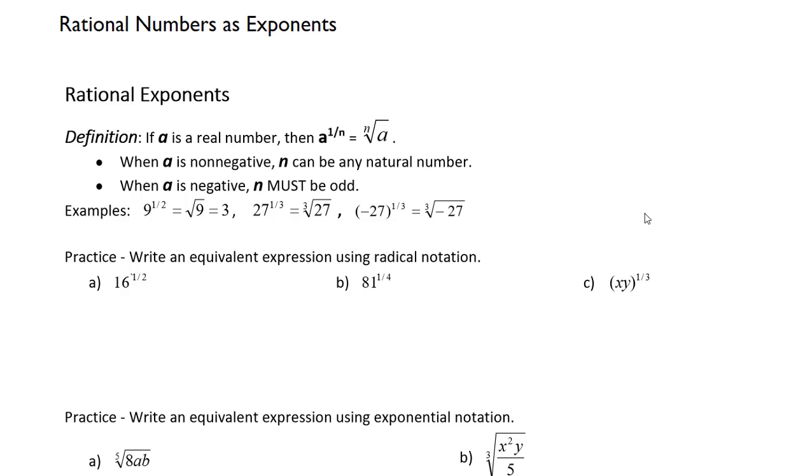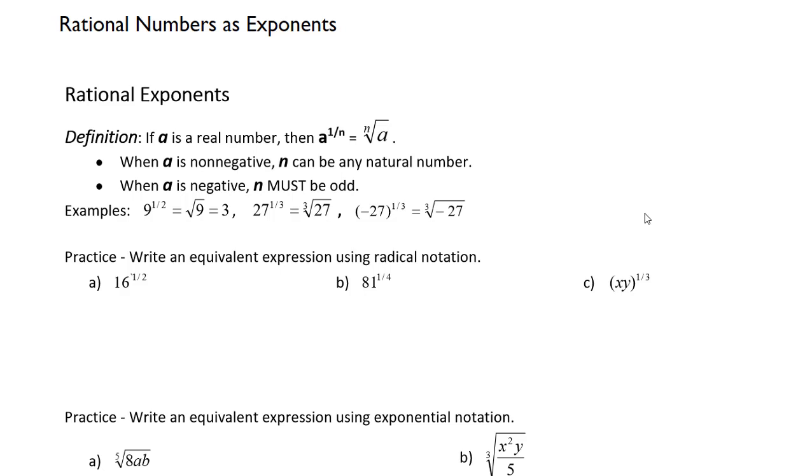So some examples of rational numbers as exponents would be 9 to the 1/2, which is equal to the square root of 9, which is equal to 3. Also, negative 27 raised to the 1/3 is equal to the cube root of negative 27, which is allowed because it is an odd index, the denominator on the rational number is 3, which is an odd number.